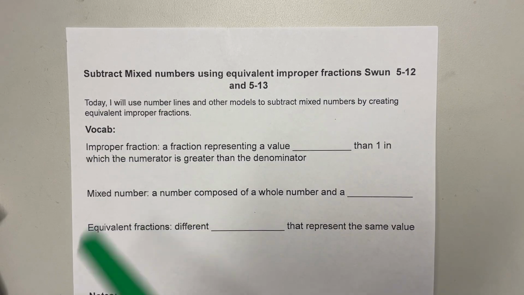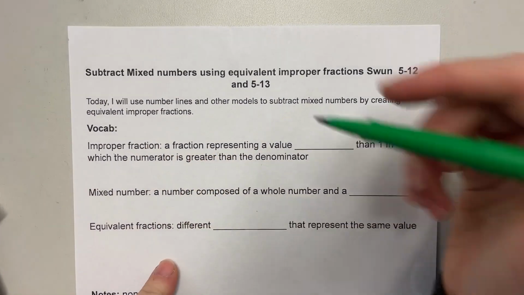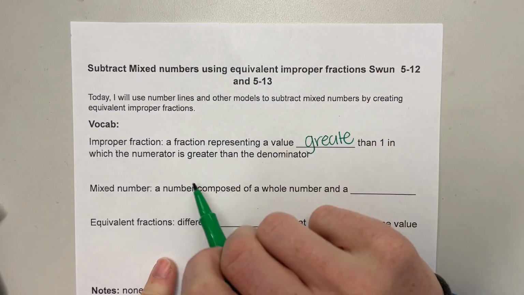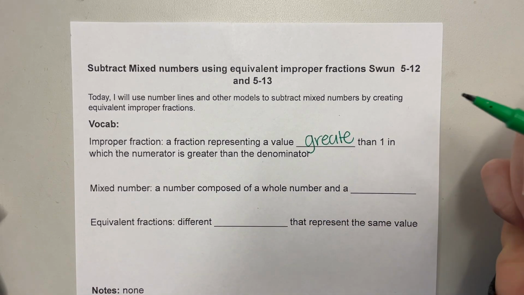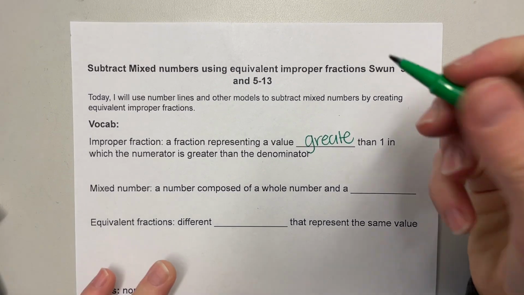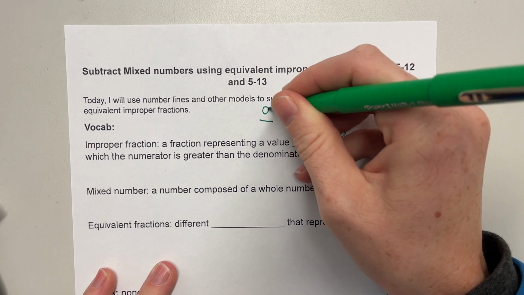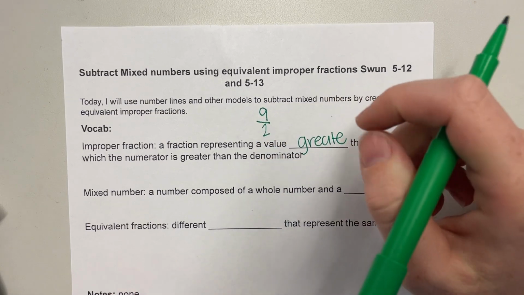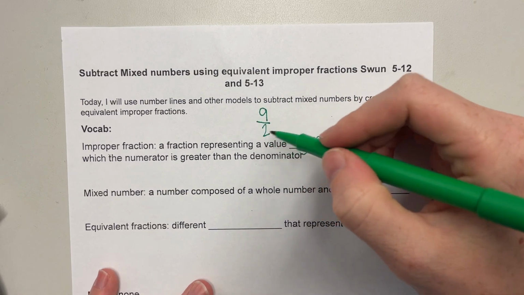So our first vocab word, and I noticed that a lot of you need to review this. An improper fraction is a fraction representing a value greater than 1, in which the numerator is greater than the denominator. I like to think of someone giving someone else a piggyback ride. We can think of this fraction as the bigger person giving a piggyback ride to a smaller person. That's not how it should be. It should be the smaller person getting a piggyback from a bigger person. So that's what makes it improper.